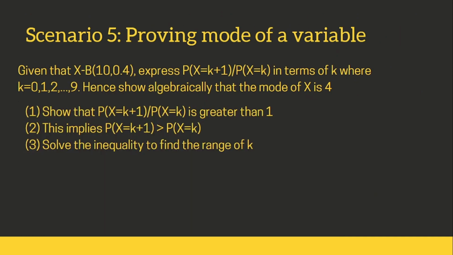So what we're going to do is that we're going to show that P(X = k+1) over P(X = k) is greater than 1, because this will imply that P(X = k+1) is greater than P(X = k), and then we're going to find the inequality to find what this k is.